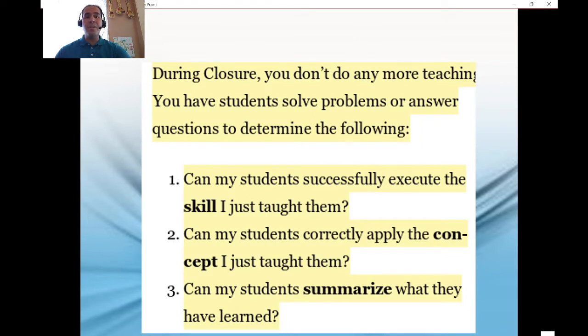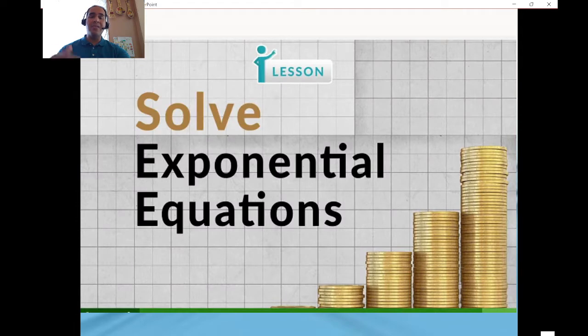During closure, we don't want to do any more teaching. This is the time for us to see what students can do independently. Can my students successfully execute the skill? Can my students correctly apply the concept that was just taught? And can my students summarize what they have just learned? So we're going to take those three things and apply it to this situation.